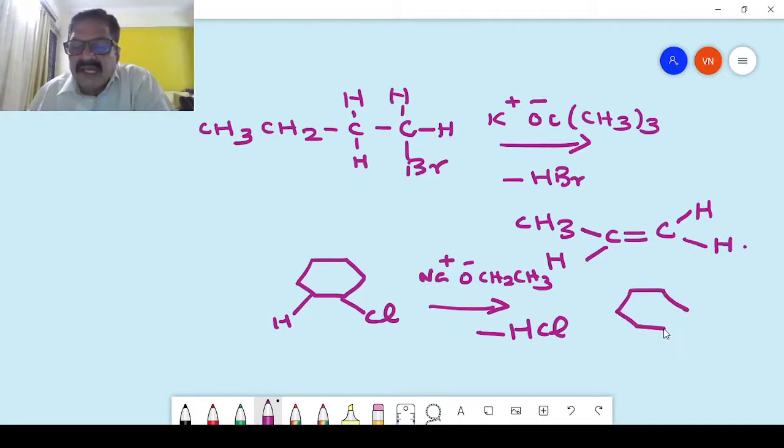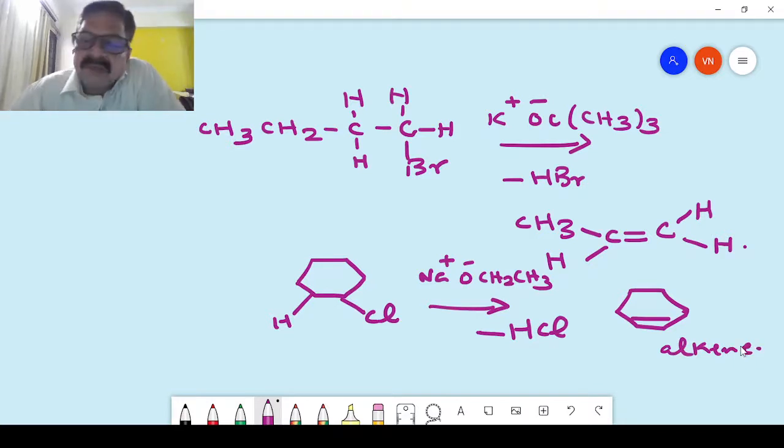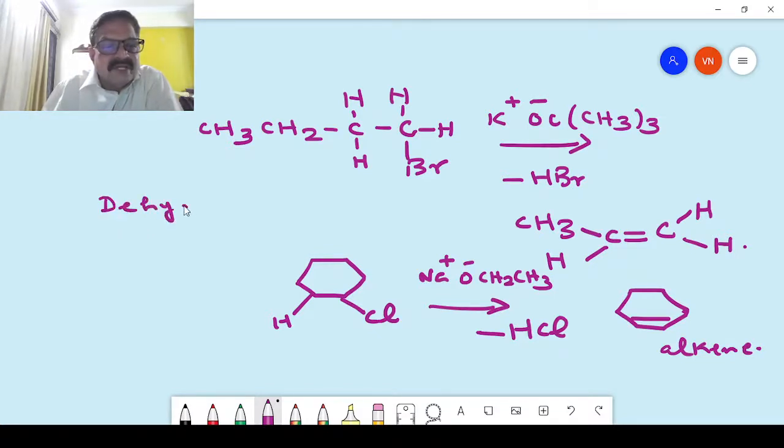So we are getting this alkene here, alkene formation. A double bond, a pi bond, is introduced here. That is, a base removes the elements of an acid, HBr or HCl, etc. This is all base-induced. Therefore, what is this reaction called? There is a removal of HCl, a hydrogen halide. Removal of the elements of hydrogen halide is called dehydrohalogenation reaction.